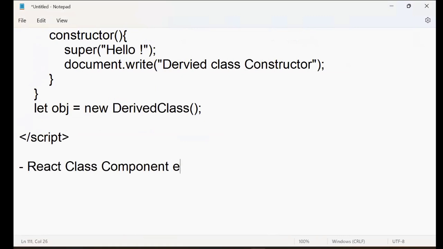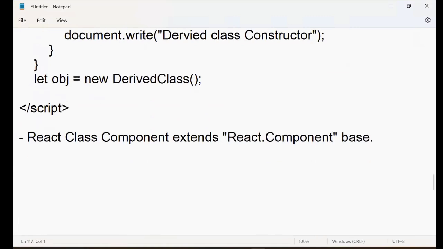Point is very simple. A React class component extends React.Component base. That means when you create any class, suppose some name, Home, this is an ordinary JavaScript class. How will React think that it is a component? How does it get the behavior of a component?